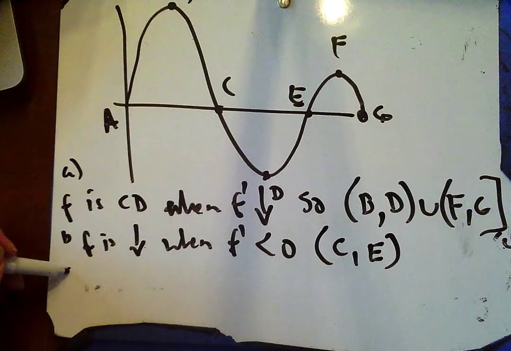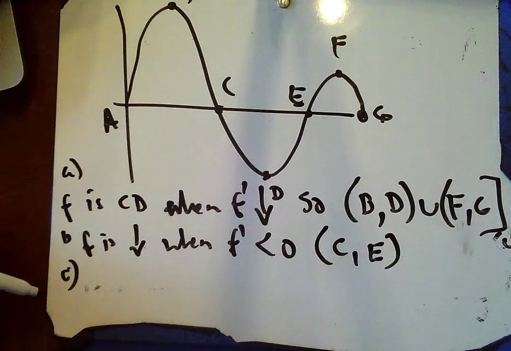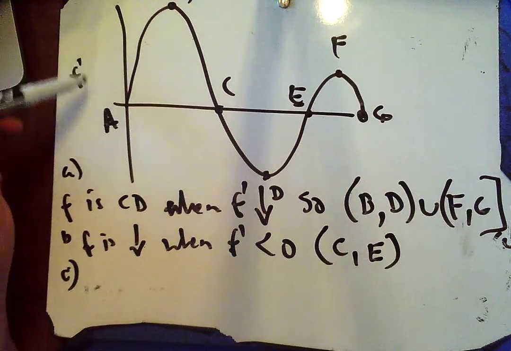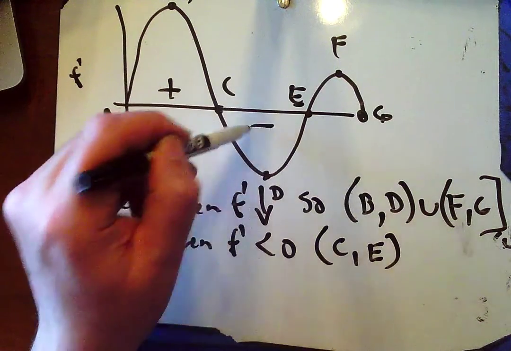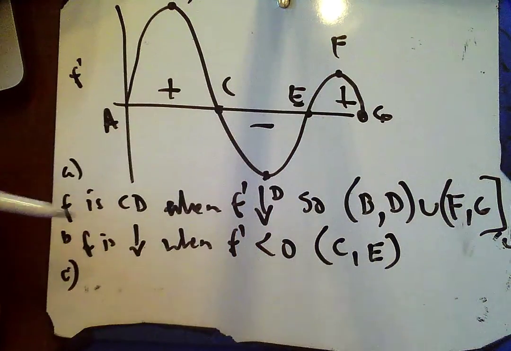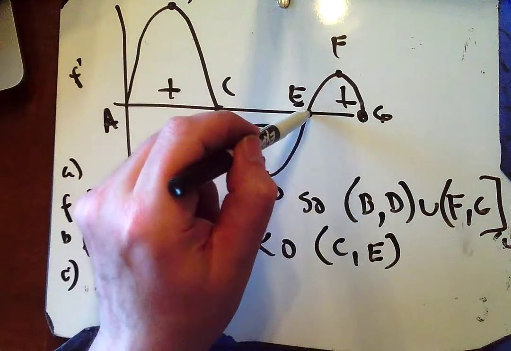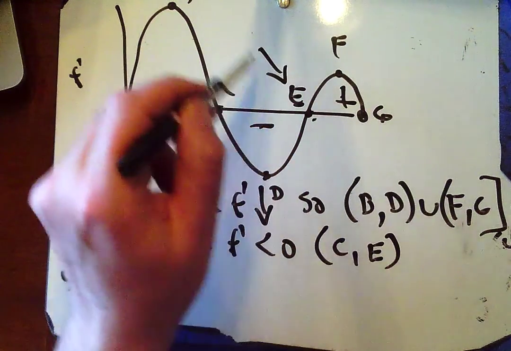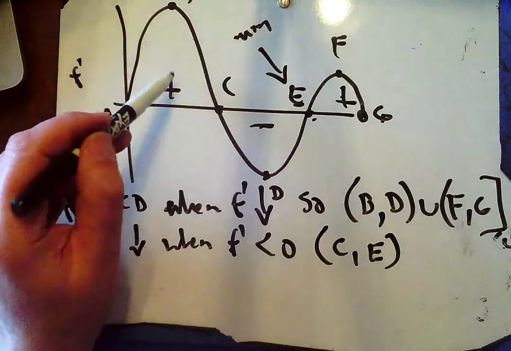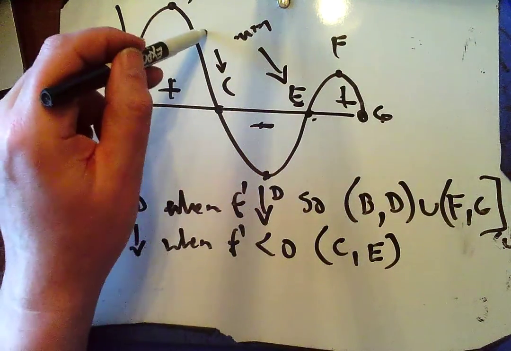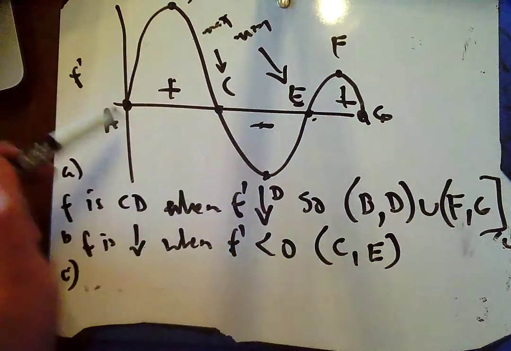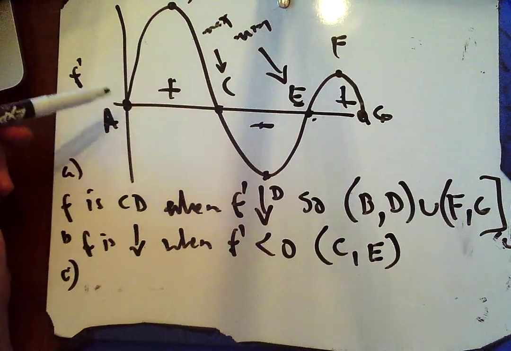Part C, mins. Well, think about this as my f prime sign chart with plus, minus, plus. I'm looking for a minimum. Here we go. As f prime goes from negative to positive, we have a min. When we go from positive to negative, we have a max. And this seems to be a bounded function. So don't forget the endpoints.